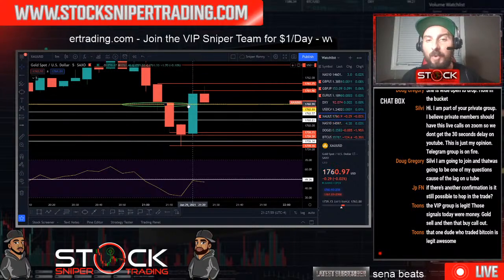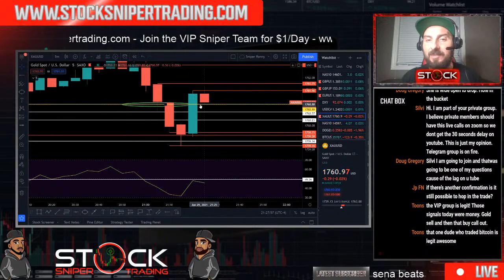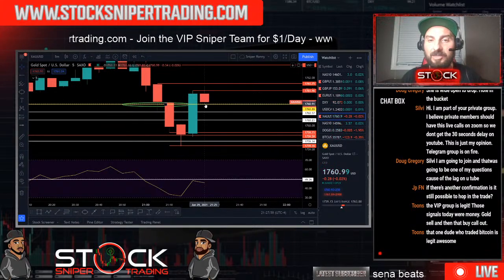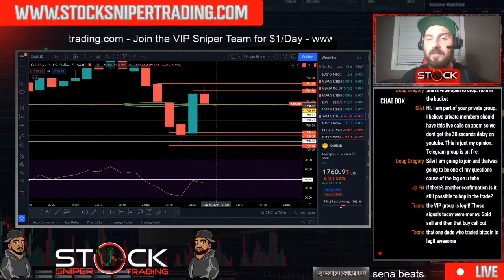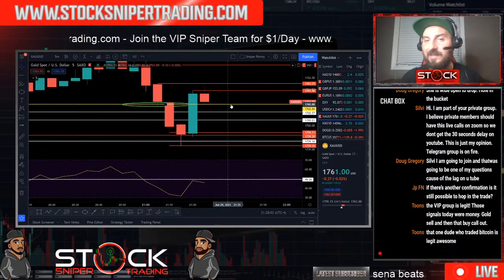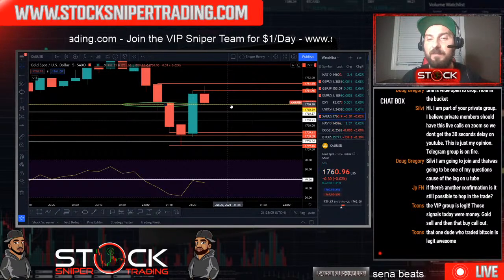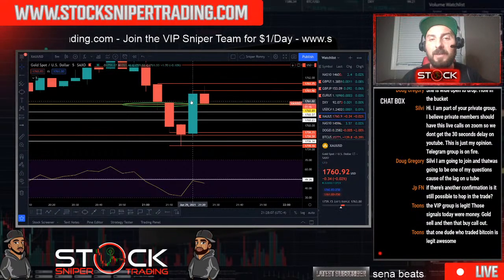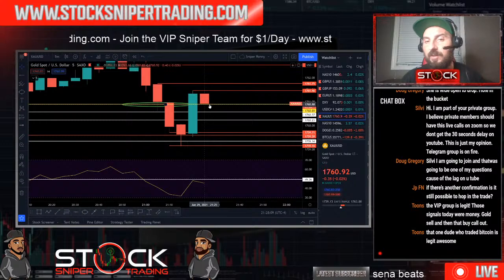So again, we're right at this yellow line. This is our daily support. That's why price action is coming down here. It might consolidate in this area around 1760, maybe for the next 5, 10, 15, 20 minutes. We'll see. But it's at that daily support on the 5 minutes.